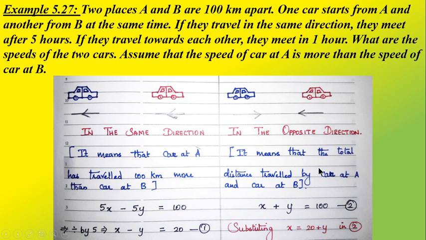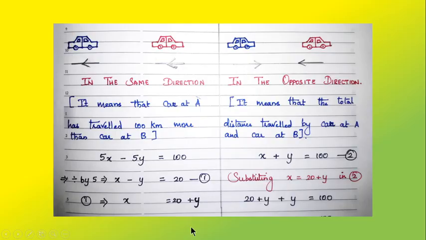And what happens in the next situation? It means that the total distance traveled by the car at A and the car at B gives x plus y is equal to 100. So you can substitute x is equal to 20 plus y, because when minus y goes to the right hand side, it becomes plus y. When you substitute x is equal to 20 plus y in equation 2, we get 20 plus y plus y, and on the right hand side you write 100.